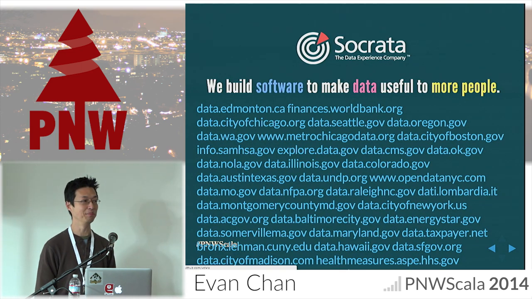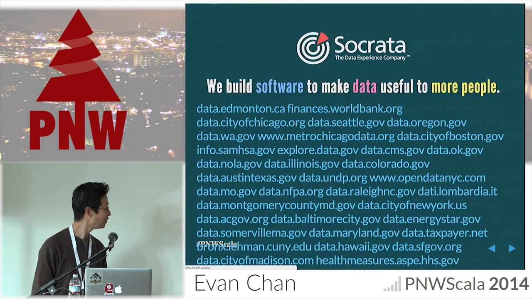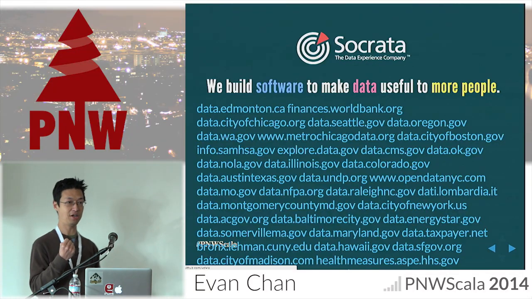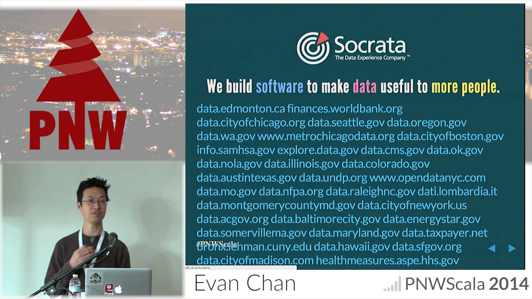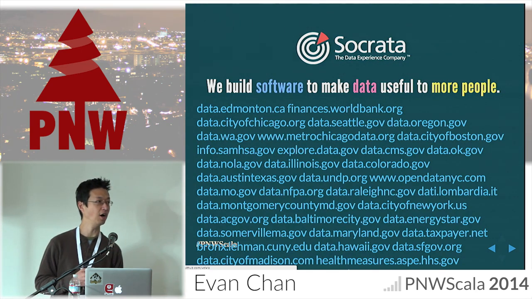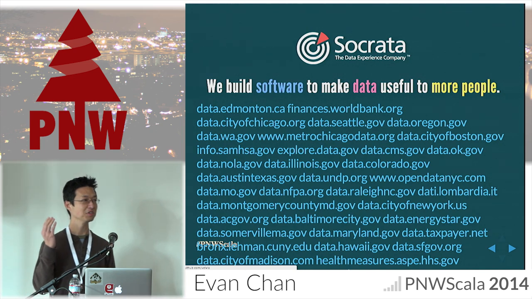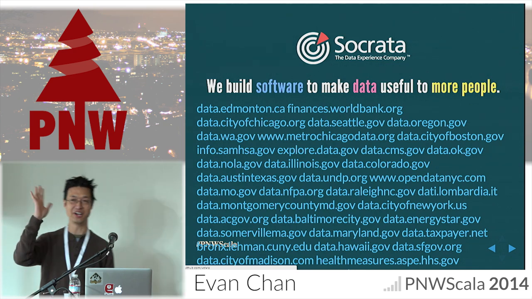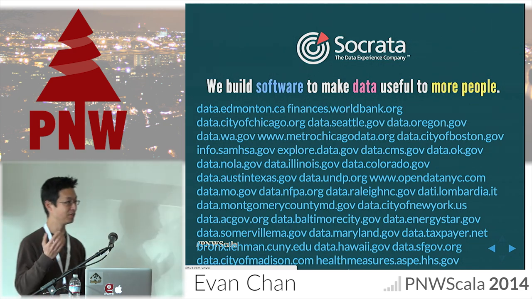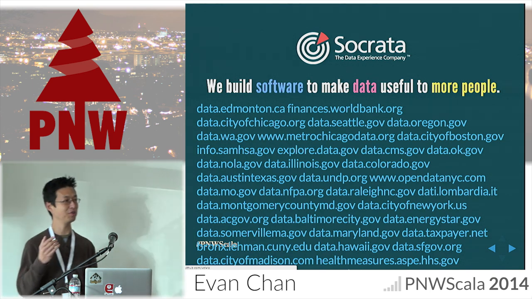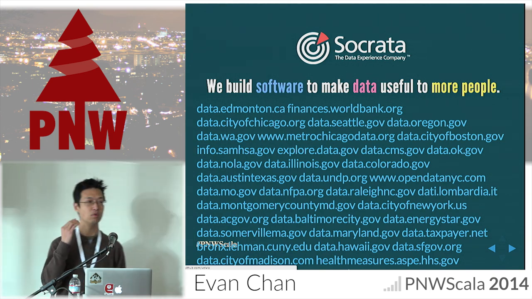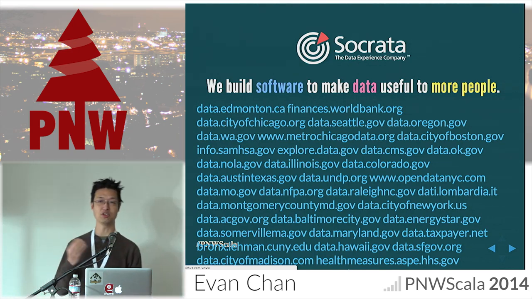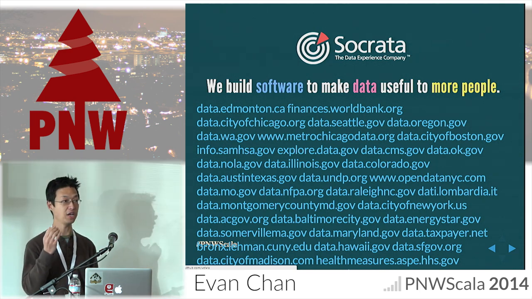A little bit about Socrata. I'm very blessed to represent Socrata today. We build software to make open data, public data, more accessible to you, the citizens. What does that mean? How many people here are from Seattle? Awesome, great city. How many people are from the San Francisco Bay Area? All right. Both Seattle, San Francisco, and various counties in California are our customers. We help you figure out how your city, your county, your state, the US federal government is spending your money, and whether they are meeting certain goals.